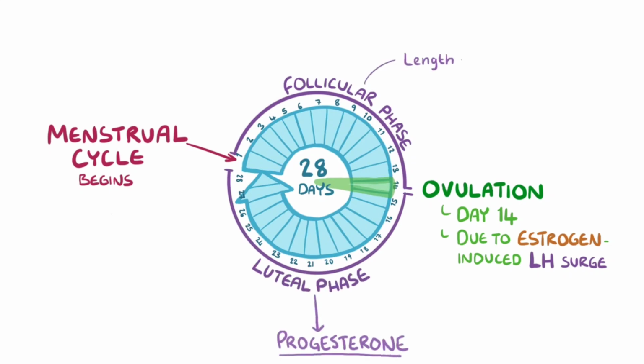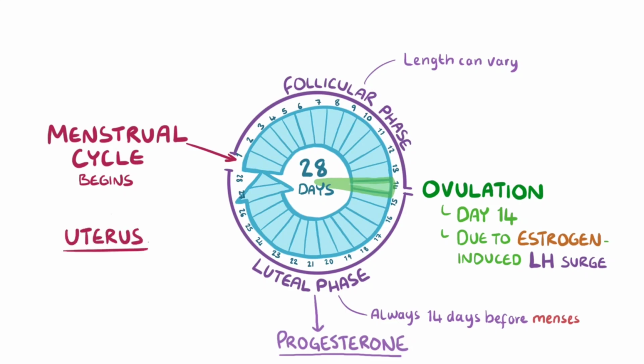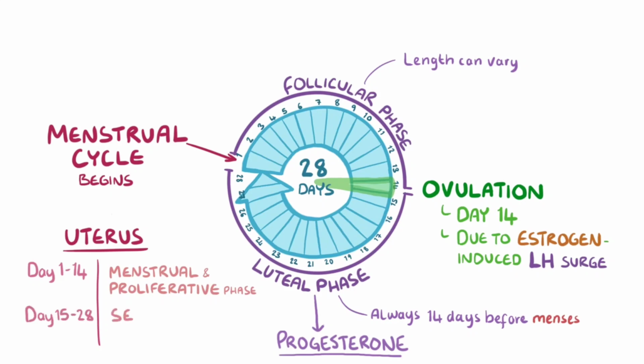While the length of the follicular phase can vary, the luteal phase almost always precedes the onset of menses by 14 days. The uterus also goes through its own set of changes. During the first 14 days of the cycle, the endometrium goes through the menstrual phase and the proliferative phase. During the last 14 days, it goes through the secretory phase.